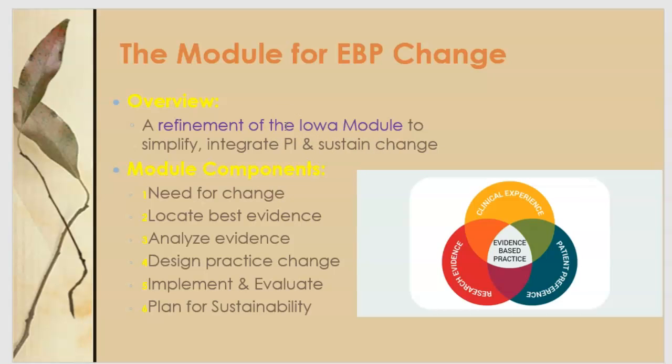So, let's say that the Iowa model perhaps was a little too complex for you. It might be that this model would be something that you would find easier to utilize. Again, this model has 6 different parts to it, and this is starting to get redundant. Again, the need of change, to be able to locate that best evidence and analyze that evidence, and then to decide to design the practice change, to implement it, to evaluate it, and then put into place these plans for sustainability. So this is based on the Iowa, and it has many of the characteristics of the Iowa, but it's not as perhaps complex as Iowa would be.